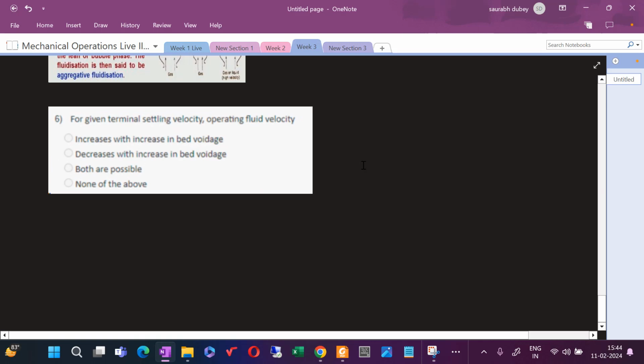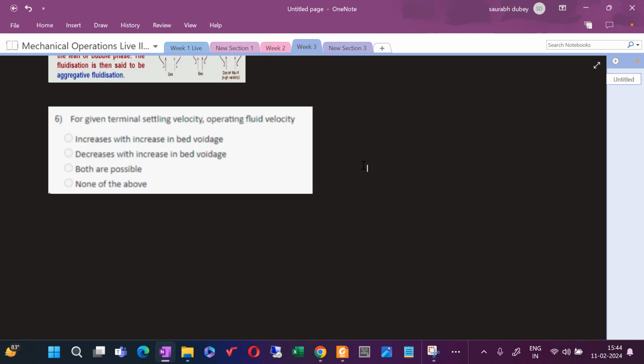The sixth question is: for a given terminal settling velocity and operating fluid velocity, if the settling velocity is given, the operating fluid velocity is such that between that given terminal velocity and the operating fluid velocity, there is an increase in the bed, a decrease in the bed, both are possible, or none of the above.